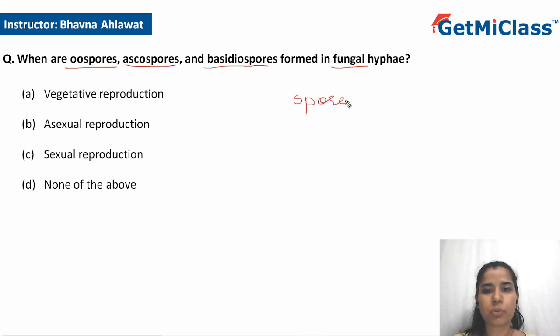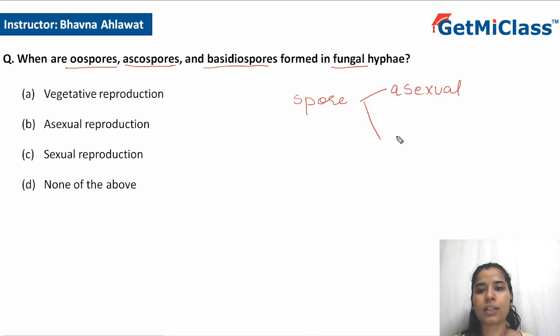These spores can be of two types. Either they can be asexual spores, which include only one parent, or they can be sexual spores, meaning the involvement of two parents. Two parents are there in a sexual spore and only one parent is there in an asexual spore.